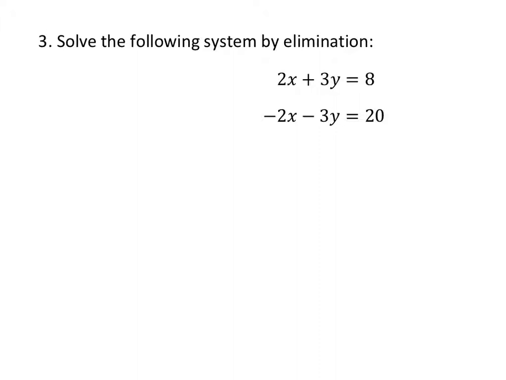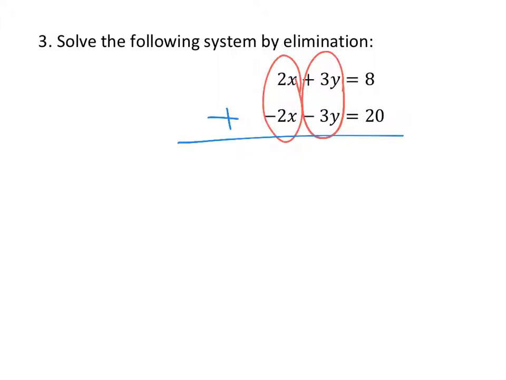So I'm actually going to circle both of these when I'm identifying my opposite like terms. I only need one to continue. So once I've identified at least one of them, I can do the next step, which is to add the equations together.